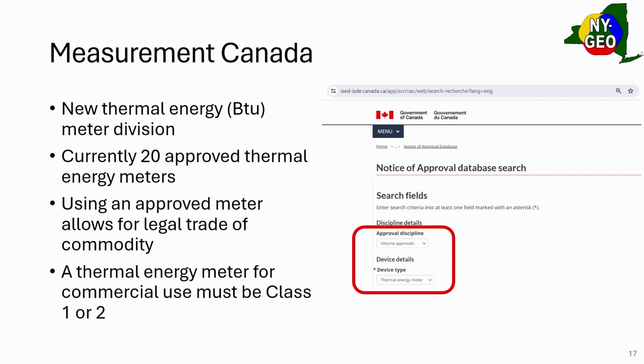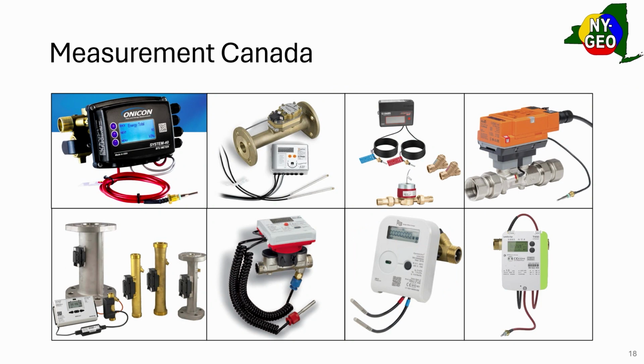And a thermal energy meter for commercial use must be class 1 or 2, and then residential is 2 or 3. So this is what they look like, right? Nothing too novel here. They're just temperature sensors and flow meters combined with this calculator piece on top of it. So if you go into a building, if you're doing a site tour, and you see one of these things, you can say, hey, Connor showed me one of those. They're nothing too spectacular, just temperature sensors and flow meters.